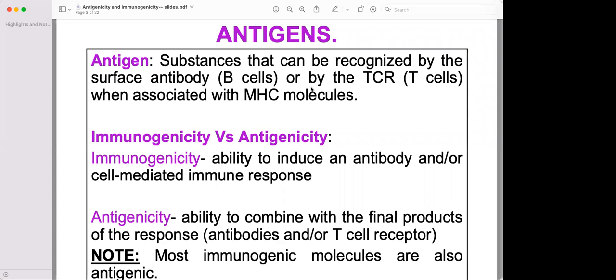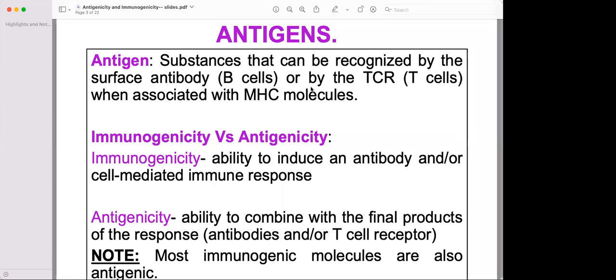Hence, when you're talking about an antigen, just simply define it as a substance that can be recognized by the B cell receptor or T cell receptor. I want to repeat there. When you talk about an antigen, make it much more simpler than what you are seeing on the screen here. A substance that can be recognized by the B cell receptor or T cell receptor.